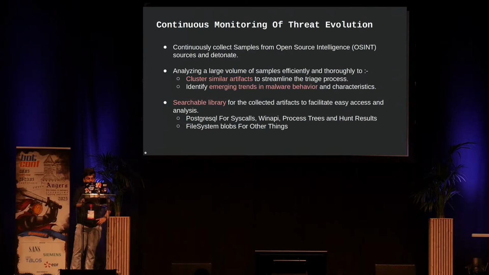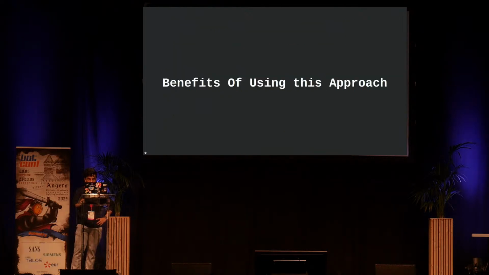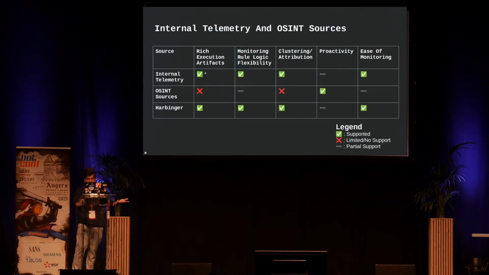So yeah, basically exactly what I explained. I've been continuously monitoring the OSINT field and looking at the searchable library that in the end is created. The benefit of using this approach is that I'm getting the best of both worlds. For example, I have a rich searchable execution library from the OSINT, and so it's kind of like my internal EDR with a lot more rich artifacts.